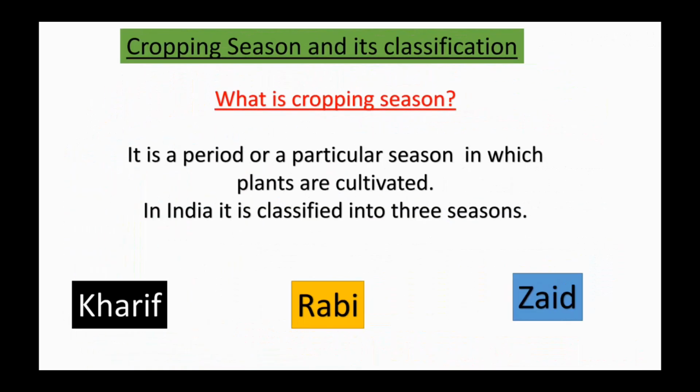Before starting the agricultural crops, I must clarify what is a cropping season. It is a period or a particular season in which plants are cultivated. In India, it is classified into 3 seasons. They are Kharif, Rabi and Zaid crop.